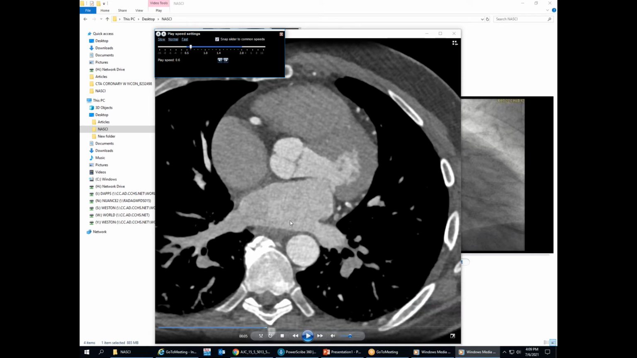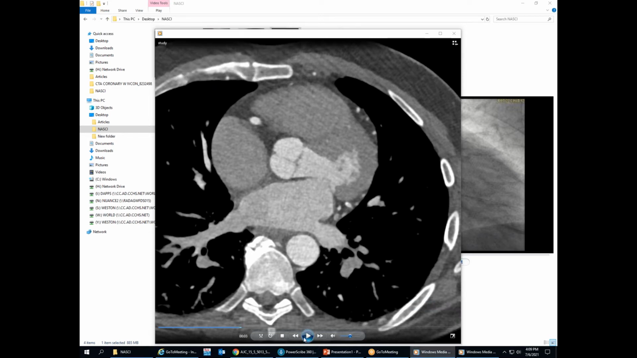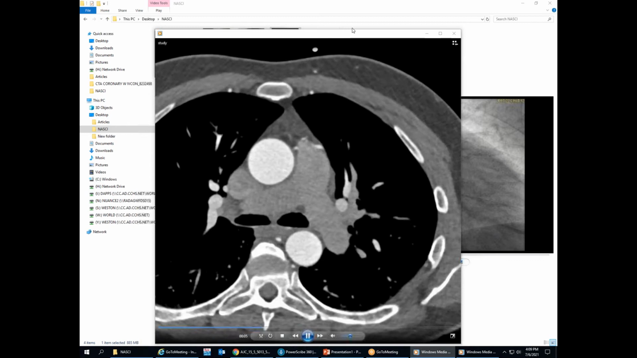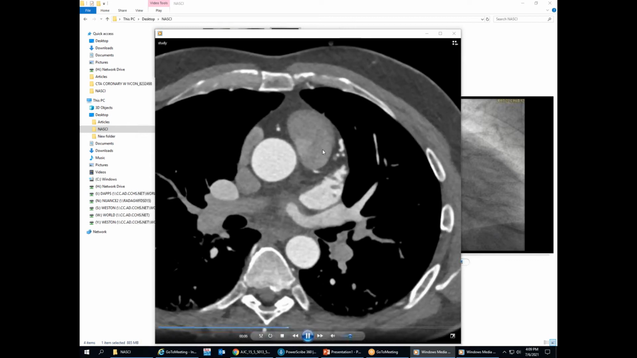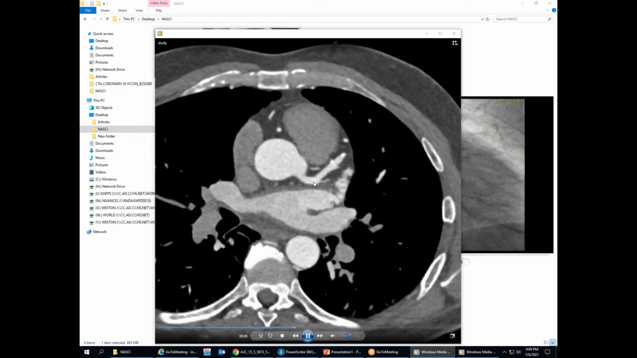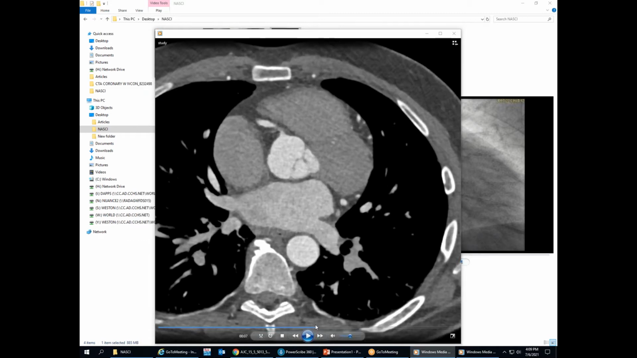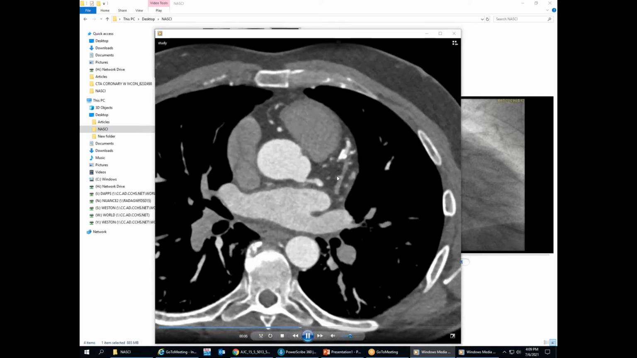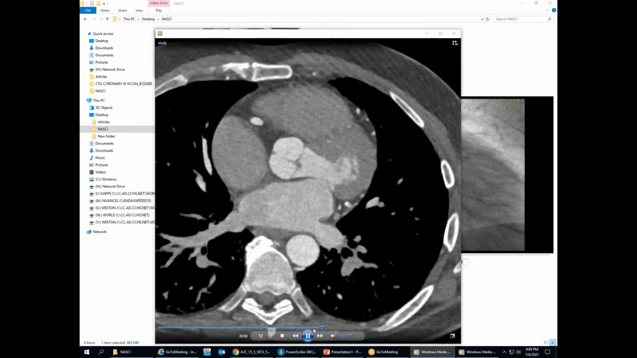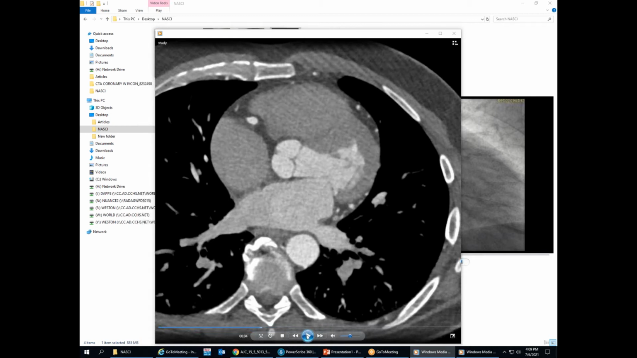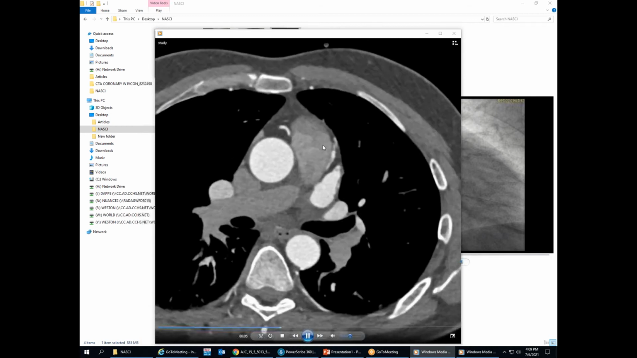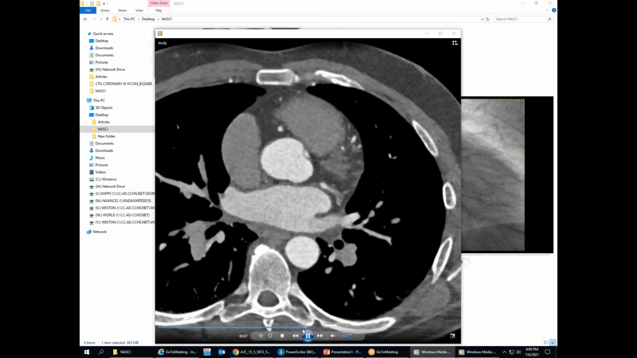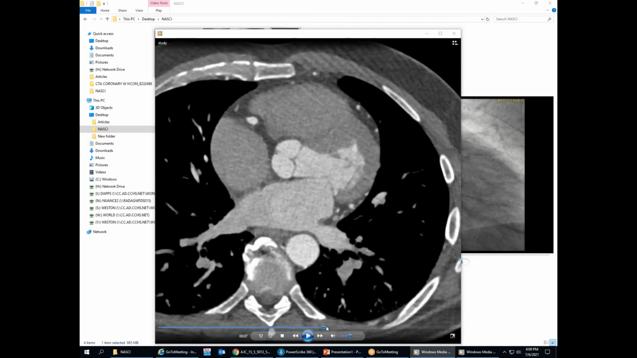So here we have our LAD, and we see that there's this branch coming off that is very serpentine. On some of the images, I guess we'll have to take their word, they felt they saw a connection from this tortuous branch coming from the LAD to the pulmonary artery, and that's what led to a coronary CTA that I'll be showing.